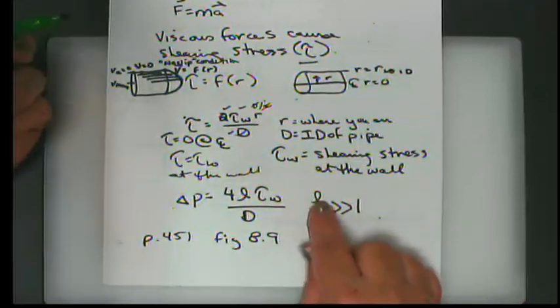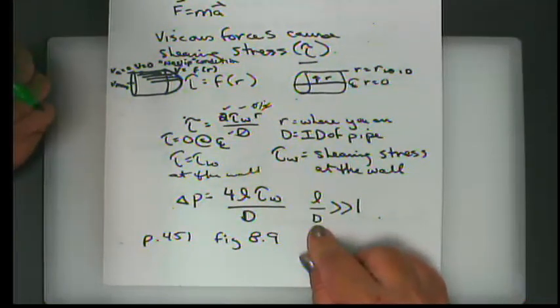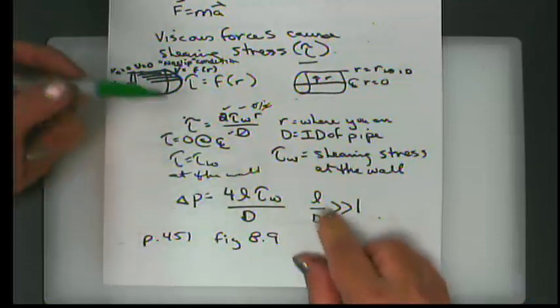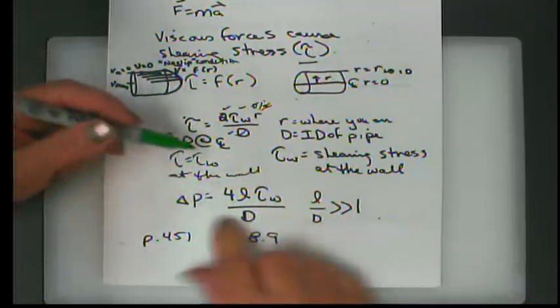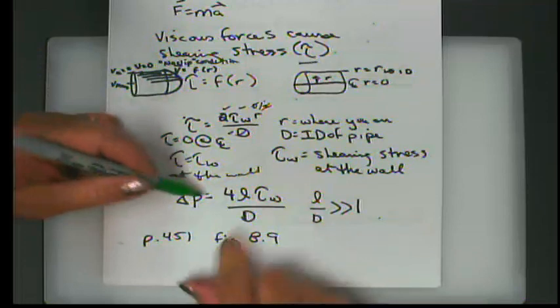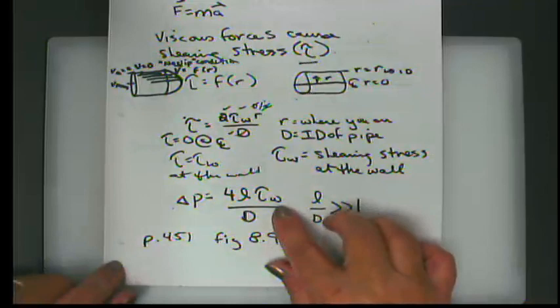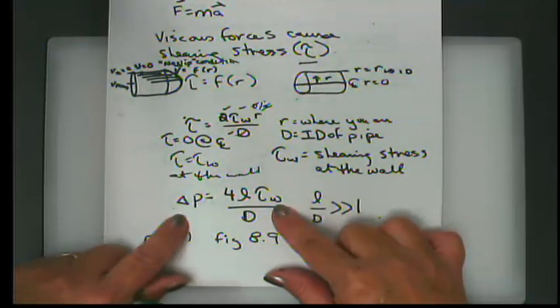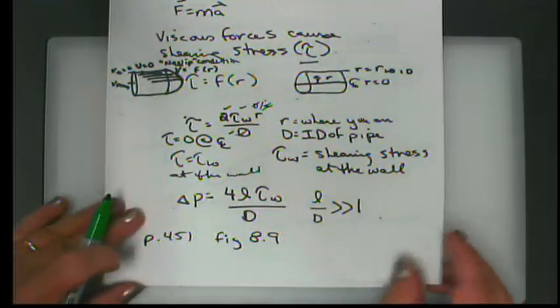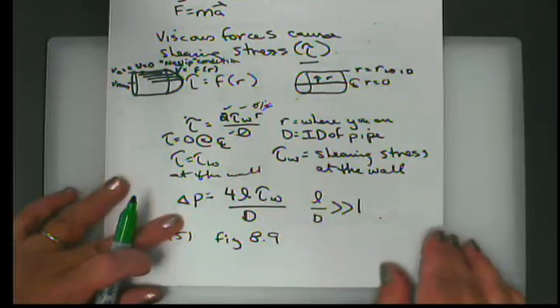So if we have a situation where the length over the diameter of this pipe, this ratio, is much greater than 1, we'll have a delta P, or pressure drop, equal to this term. And this is one of the basic pipe flow equations. It just discusses the balance between the viscous and the pressure forces. So we have viscous forces, more or less, and pressure forces. So we see how they relate to each other.